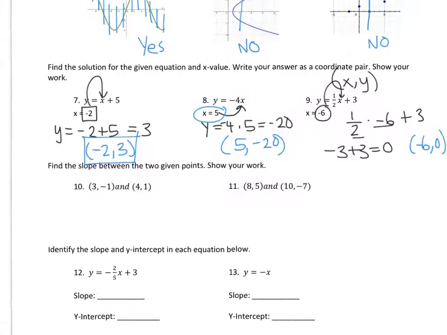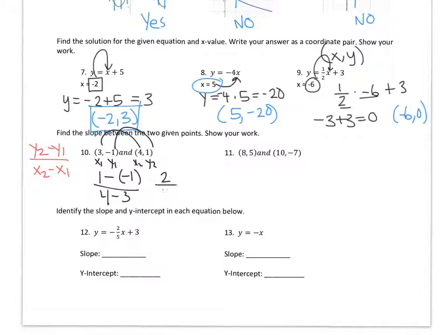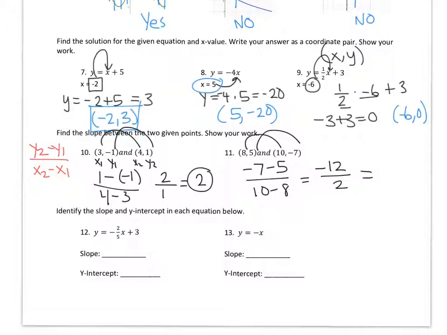And then 10, find the slope between the given points. So the slope, you use a formula y2 minus y1 over x2 minus x1. So this is x1, y1, x2, y2. So 1 minus a -1 over 4 minus 3. So this is 2 over 1. You want to reduce it to 2. -7 minus 5 over 10 minus 8 is -12 over 2. And you want to reduce that to -6.